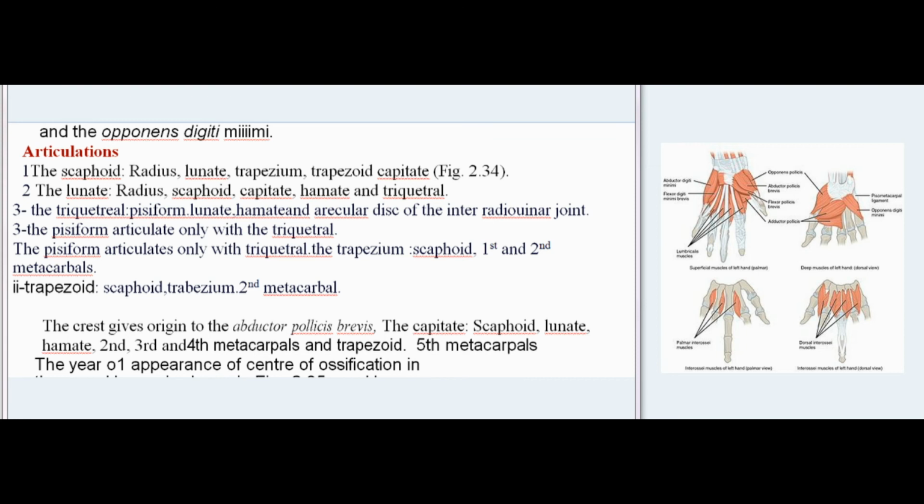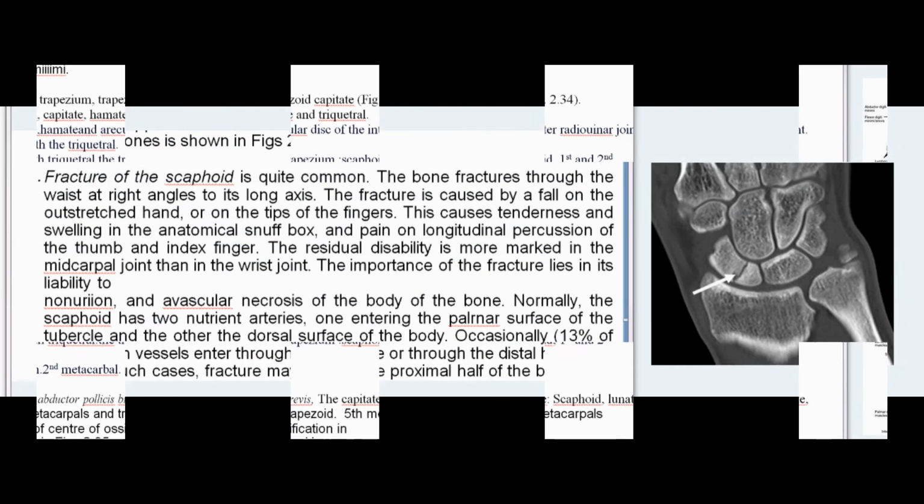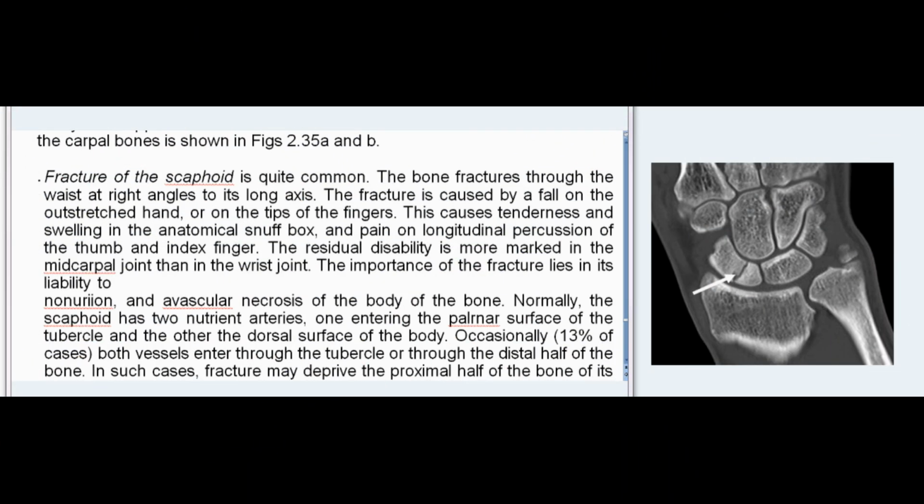The trapezium articulates with the scaphoid, and the first and second metacarpals. The trapezoid articulates with the scaphoid, trapezium, and second metacarpal. The capitate articulates with the scaphoid, lunate, hamate, and the second, third and fourth metacarpals, and the trapezoid. The hamate articulates with the fourth and fifth metacarpals. The year of appearance of the center of ossification in the carpal bones is shown in Figs 2.35a and b.